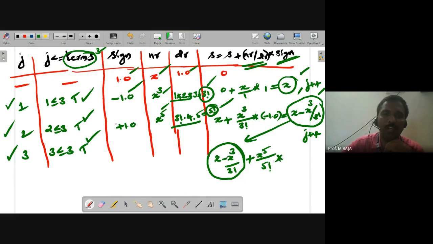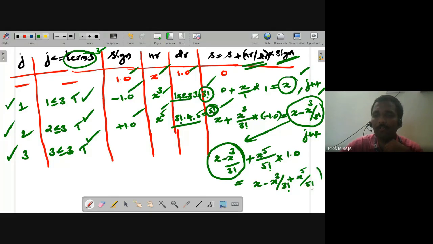Have a look here. Current sign is plus 1.0. So logically this is x minus x power 3 by 3 factorial plus, right, we brought the positive sign here, x power 5 by 5 factorial. This evaluation is updated in the variable s.